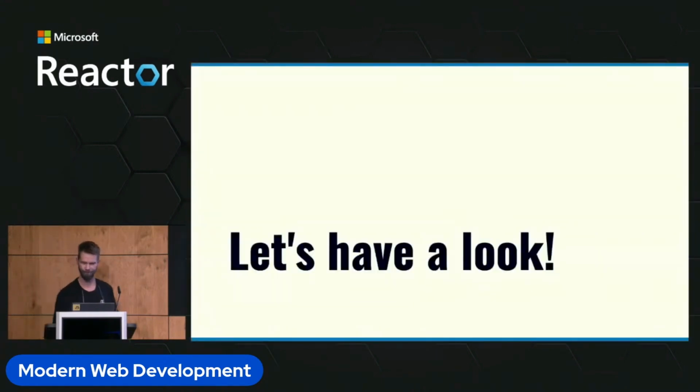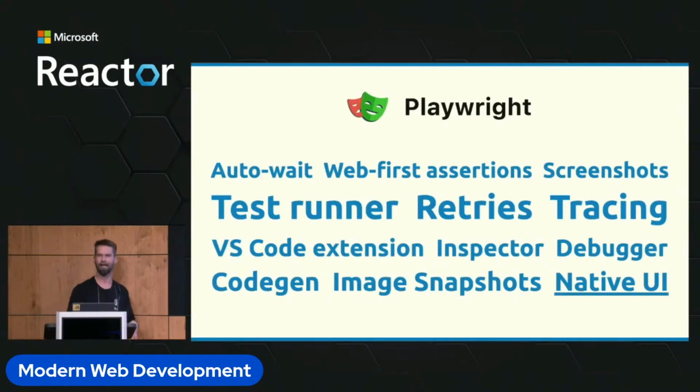Pretty good. So, Playwright in a nutshell. I showed you a lot here right now, so I think it is a very decent tool. It's wonderful to work with. It comes with auto-waiting, so that you don't have to write wait-for statements. It comes with web-first assertions, screenshots, test runner, retries. I didn't cover these too much. Tracing, the VS Code extension, the inspector, the debugger, code gen, image snapshots, and for everybody waiting for watch mode, there's now the new native UI, which makes writing Playwright tests much, much nicer.